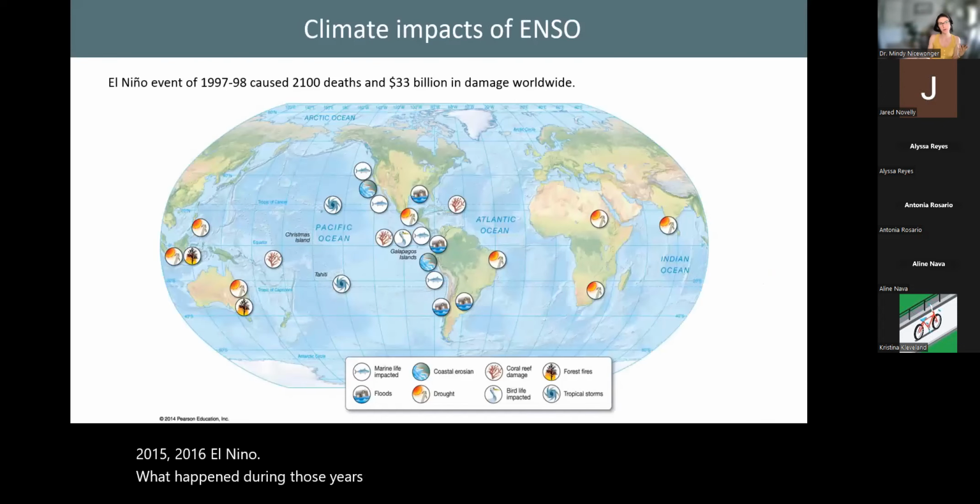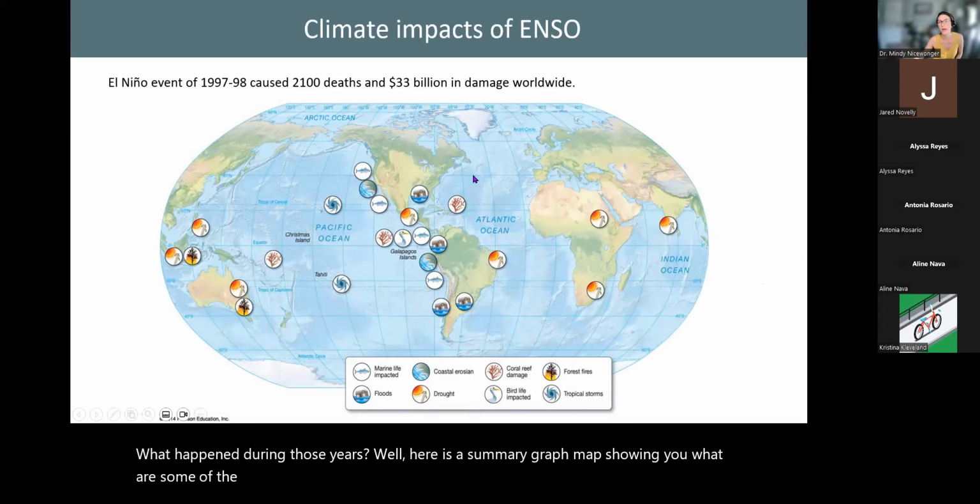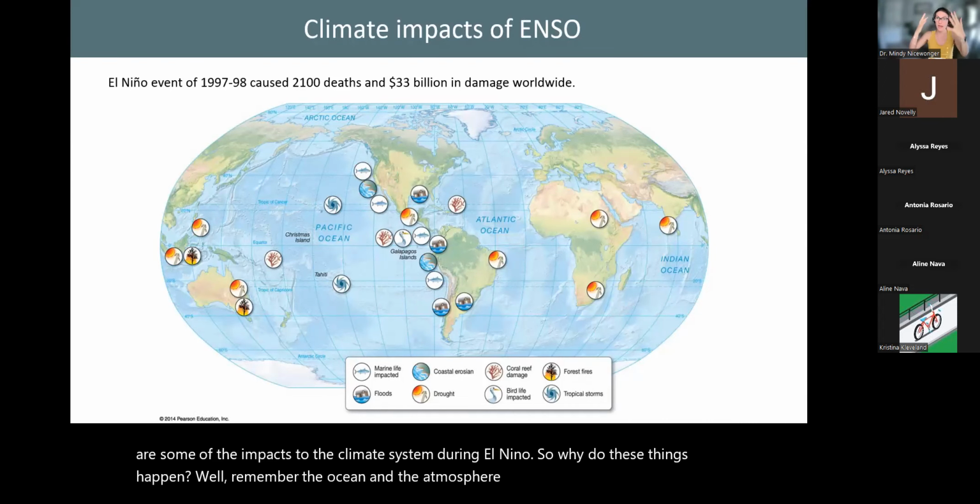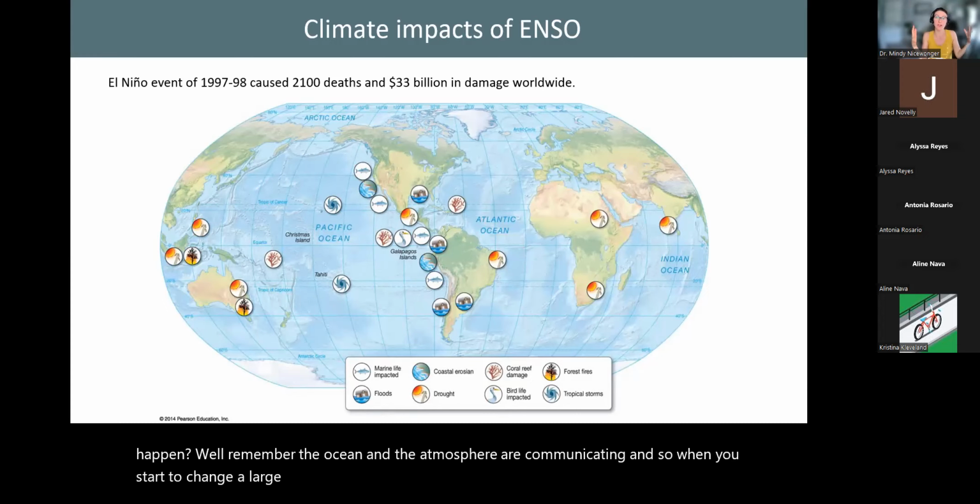Well, here is a summary graph map showing you what are some of the impacts to the climate system during El Nino. So why do these things happen? Well, remember, the ocean and the atmosphere are communicating. And so when you start to change a large portion of the ocean, make it much warmer, that's going to impact the atmosphere and that heat gets redistributed.